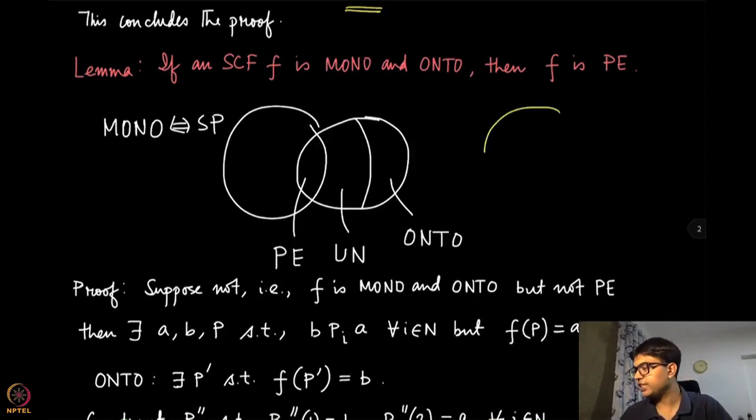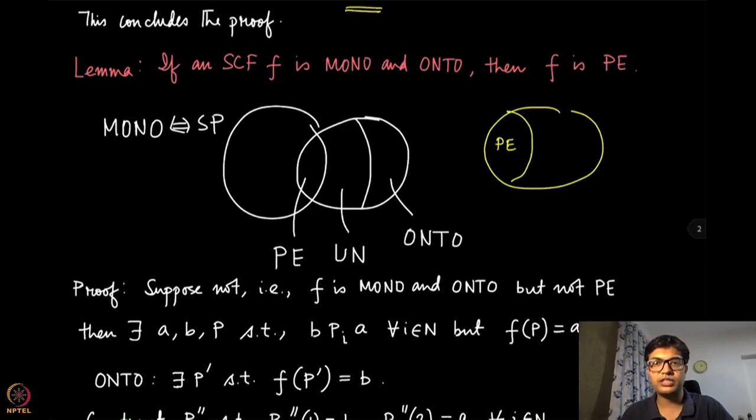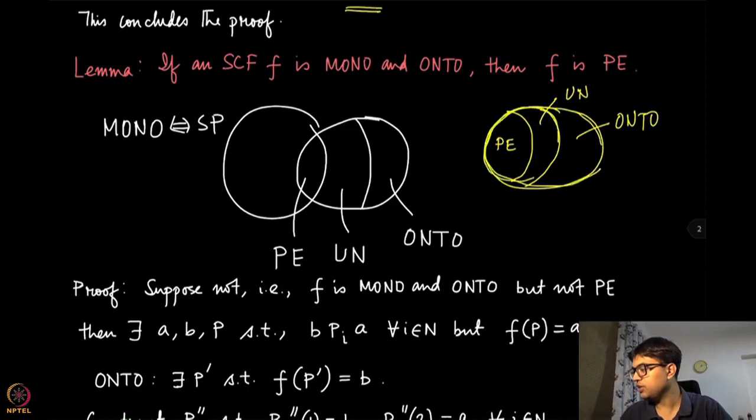We have already seen that if we have the set of all Pareto efficient social choice functions, then that is contained within the set of unanimous social choice functions, and that is contained within the onto ones. So in this figure, the largest set is onto. It contains the unanimous set of social choice functions, which also contains the set of PE, Pareto efficient social choice functions. Now we are looking at the weakest condition, and we are saying that if you want ontoness plus monotonicity, which is the same as strategy proofness, then you must necessarily be only PE.